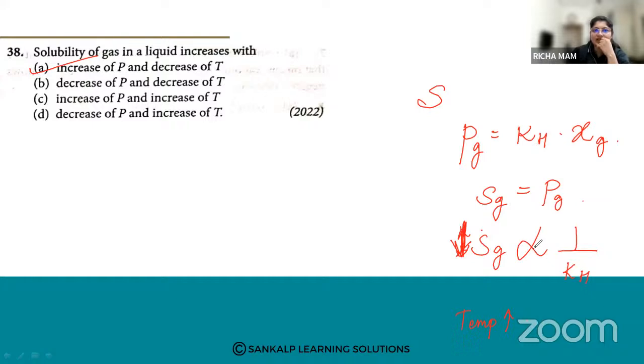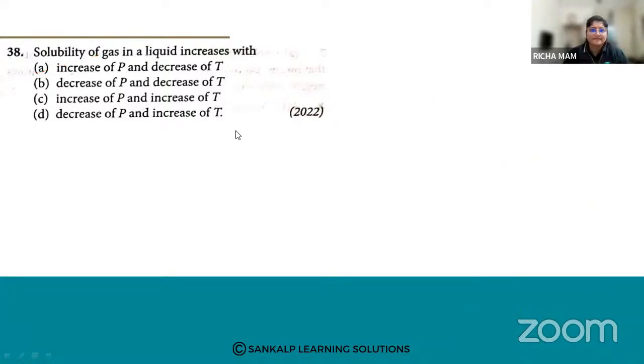So for solubility of a gas in a liquid, what happens? As pressure increases, solubility also increases. And solubility of the gas also increases with decrease in temperature. Fine, so this is the answer, option number A.